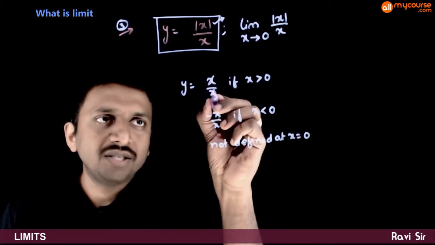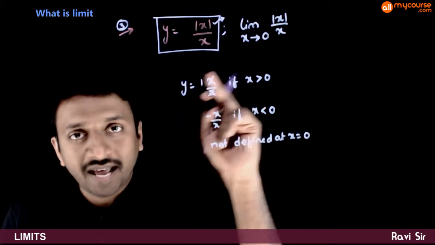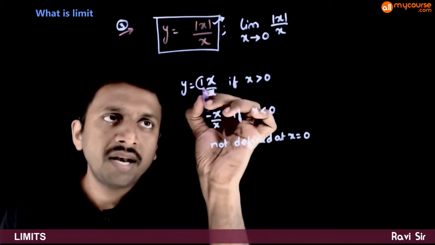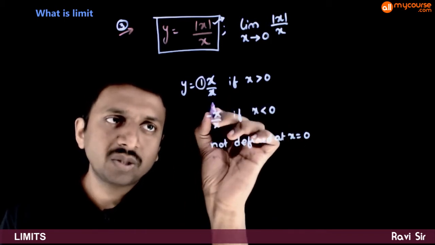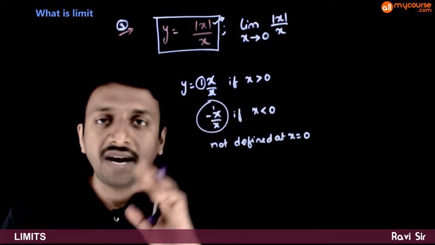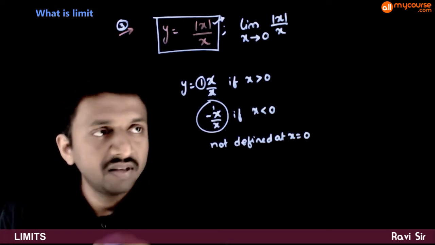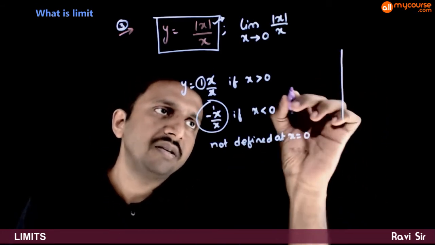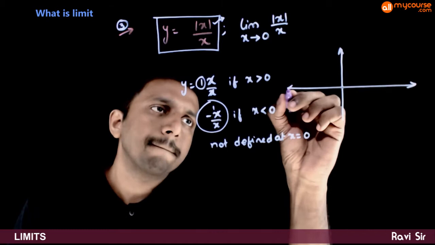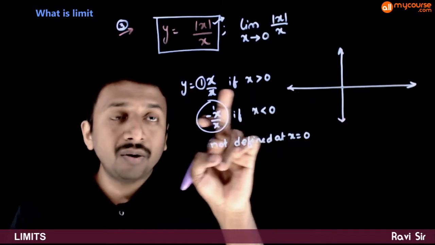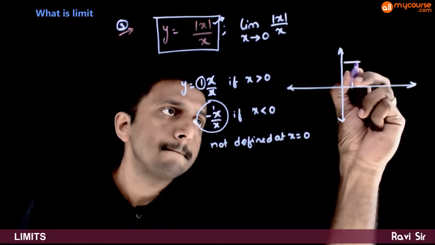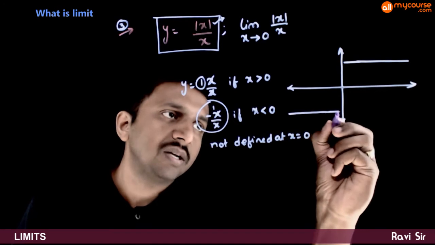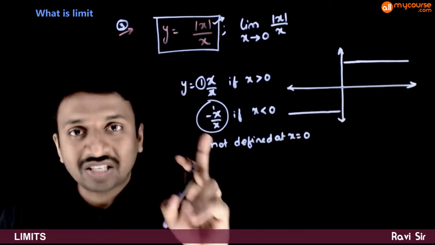So x by x, as you know, is 1, because x is not equal to 0, I can cancel these two. Here also x is not equal to 0, I can cancel these two. So 1 if x is greater than 0, minus 1 if x is less than 0, undefined if x is equal to 0. Now if you draw the graph of this function, it looks something like this. When x is greater than 0, the functional value is plus 1. When x is less than 0, the functional value is minus 1. And at x is equal to 0, the function is not defined.